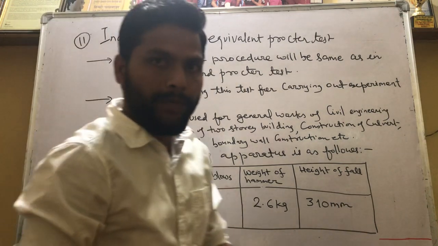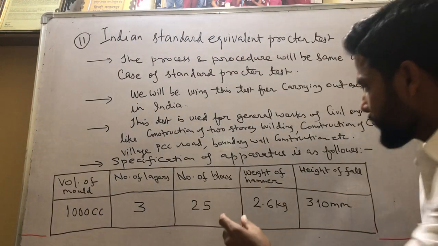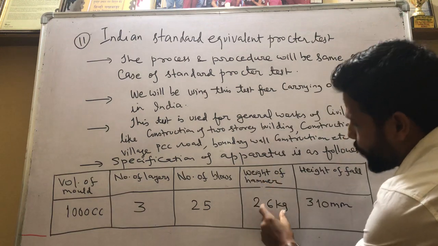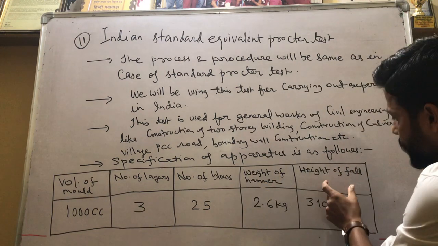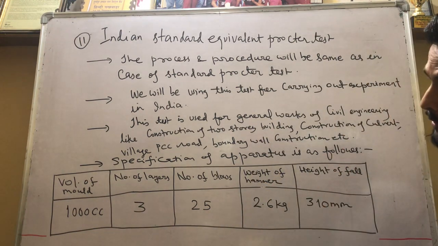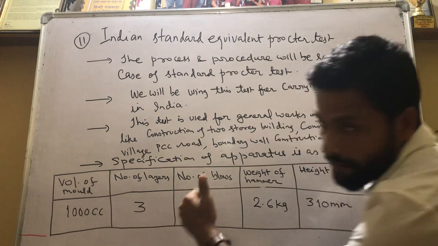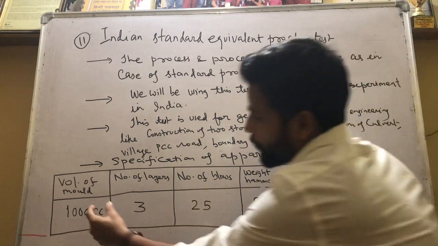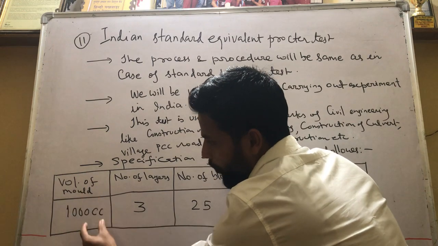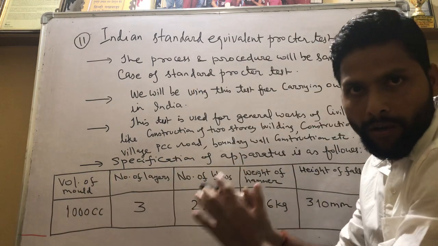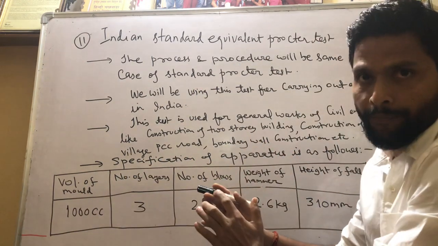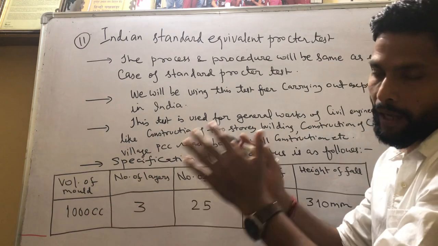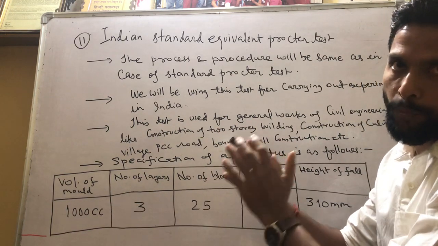So these are the two basic differences. The weight of hammer will be 2.6 kg. Height of fall for this case will be 310 millimeter. And the third difference what we have in this test is volume of mold. Volume of mold for this case is 1000 cubic centimeter. And for the previous case, it was 945 cubic centimeter.